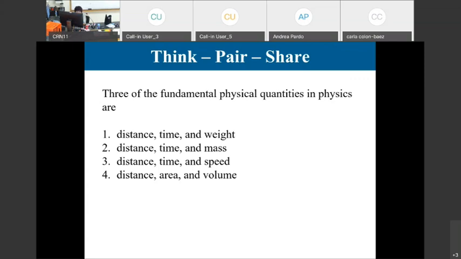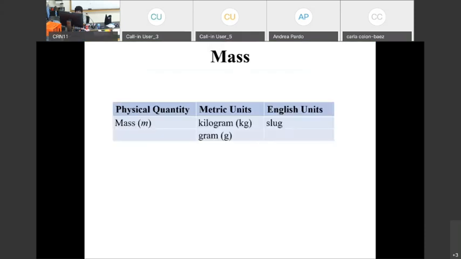Everything that we have around us, we can measure the distance, the time. Remember, right? We live in a 4-dimensional universe. The space and time. So the distance gives you the space and the time. And then the mass, not the weight. That's important now.